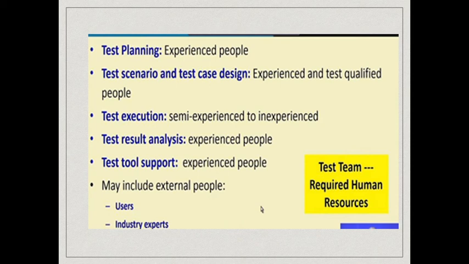So there are many activities during the testing, and let's see what kind of human resources we need for the testing. Test planning is done by experienced people. Test scenario design and test case design are also done by experienced and qualified people. Test execution can be done by a semi-experienced to inexperienced person, depending on the software that is being tested. Test result analysis is done by experienced people, and so are test tool users. Also, several other people participate in the testing, like the users, industry experts, and so on. So the composition of the testing is of various types of personnel, because different activities in the testing require different levels of expertise.